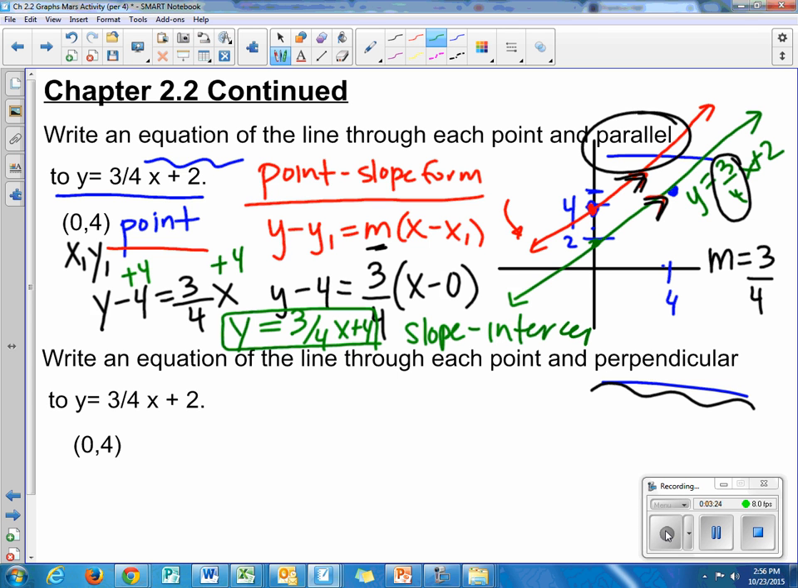However, I'm not asking for that. I'm just asking for an equation. So honestly, this previous one could have been fine as well. Okay? All right, let's move down to here.